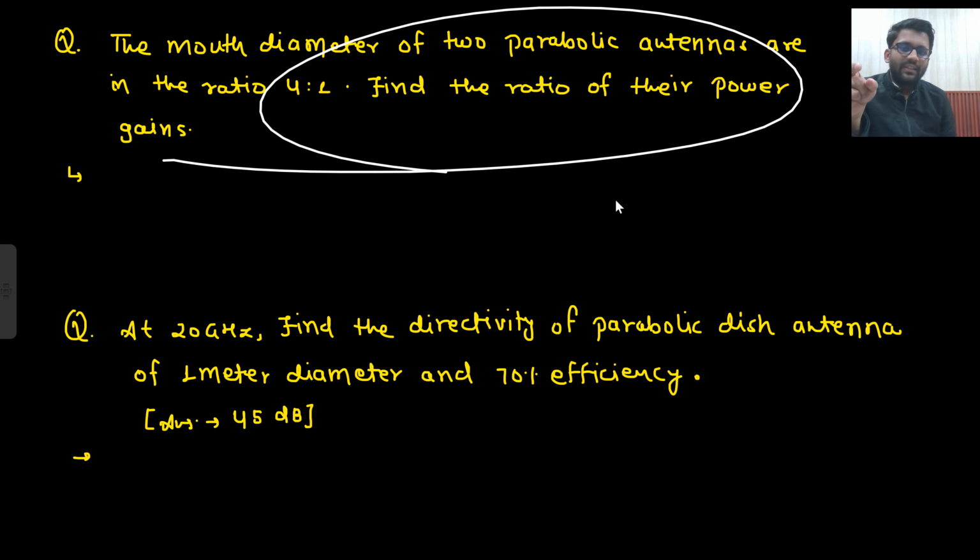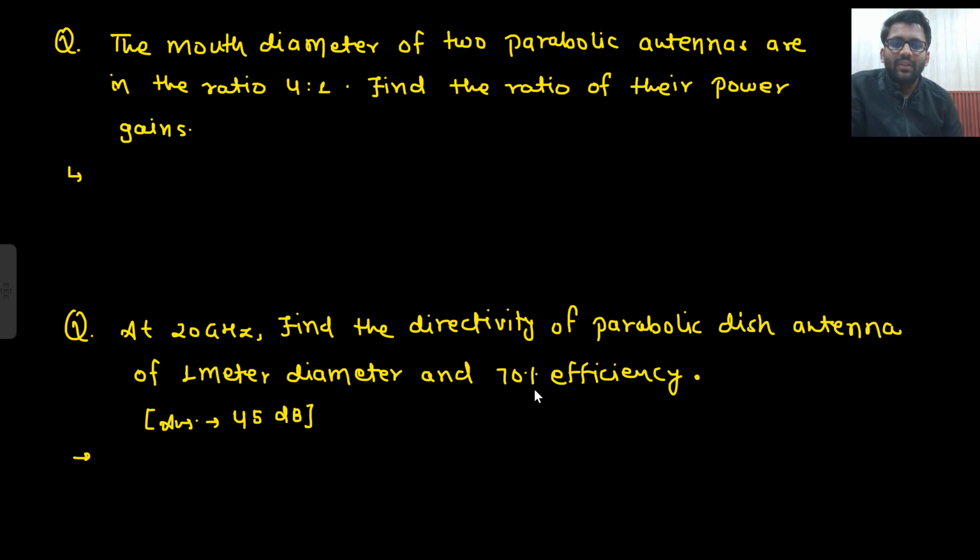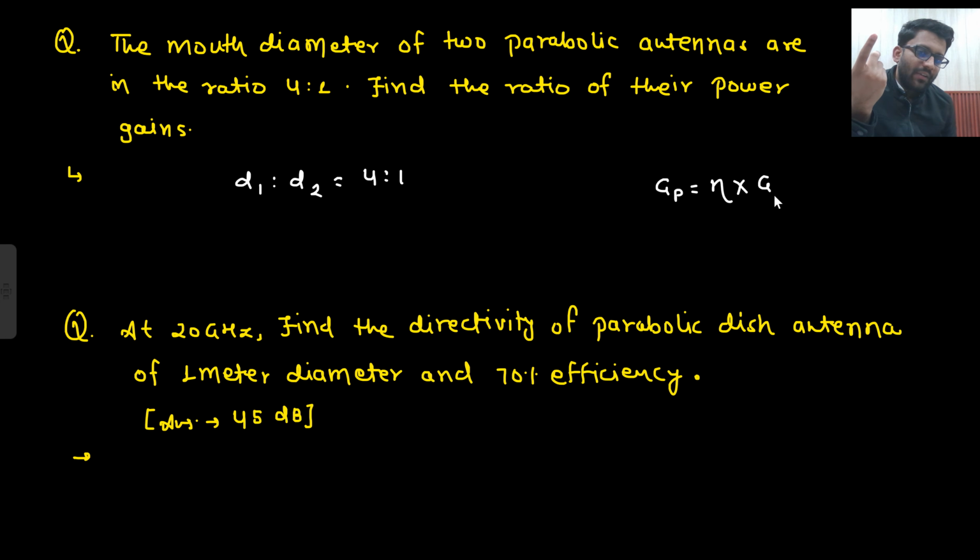Okay. So let's try this one first. What they are asking: the mouth diameters of two parabolic antennas are in the ratio 4:1. Find the ratio of their power gains. Power gain here will be equal to directivity only. Because what is power gain actually? Power gain is equal to eta into directive gain. But they neither mentioned eta nor directive gain. They did not mention anything.